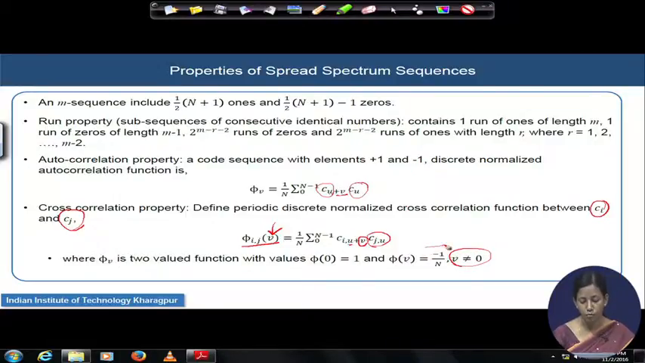So, this minus 1 by N is a standard and well proven value for ML sequences. You take any two ML sequences and try to find the cross correlation value where the delay is not equal to 0. You will always end up with a standard value of minus 1 by capital N, where N is the length of both sequences, and we are considering both sequences to have the same length. We will prove it in the next module.